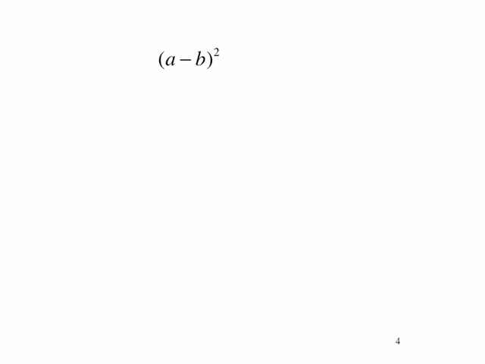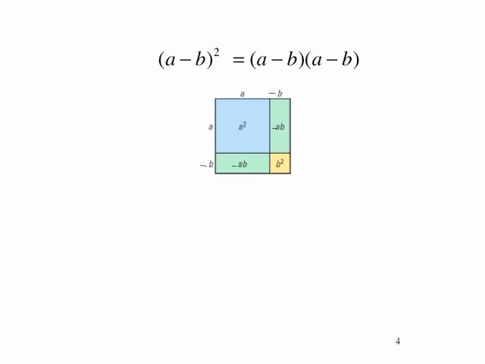A second special pattern is when we take a binomial where we have a subtraction in it. So a minus b squared. If we were to write this out the long way, we would see that it is a minus b times a minus b. We can show this again using an area model. Across the top we have a and negative b, and down the side we have a and negative b. So that's a minus b across the top and a minus b down the side.